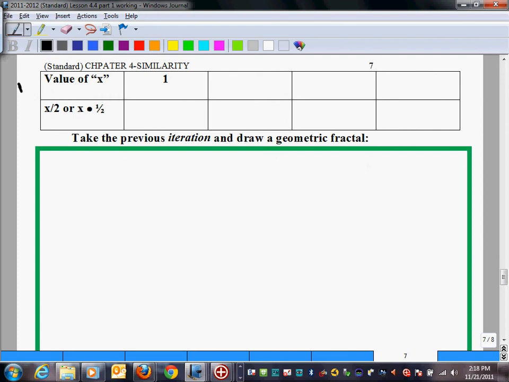This is input, output. This is a very common way to express an iteration. Our function, you could have any number of functions here. Our function is going to be divide by 2 or times by 1/2, same thing. So if I take 1 and I times by 1/2, I get 1/2. Okay? So bring it up here. We have 1/2.